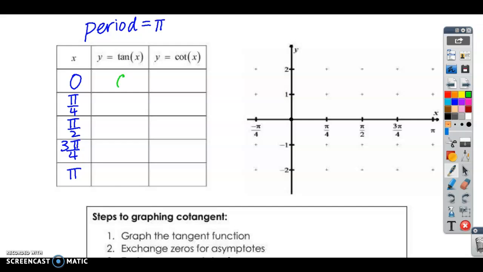Okay, all right, so if you're graphing cotangent, you're going to again start with tangent. So tangent of 0 is 0, tangent of pi over 4 is 1, tangent of pi over 2 is undefined. Is that sine over cosine? And that's where cosine is 0. Denominator can't be 0. So now in 3 pi over 4, we're in quadrant 2, right?